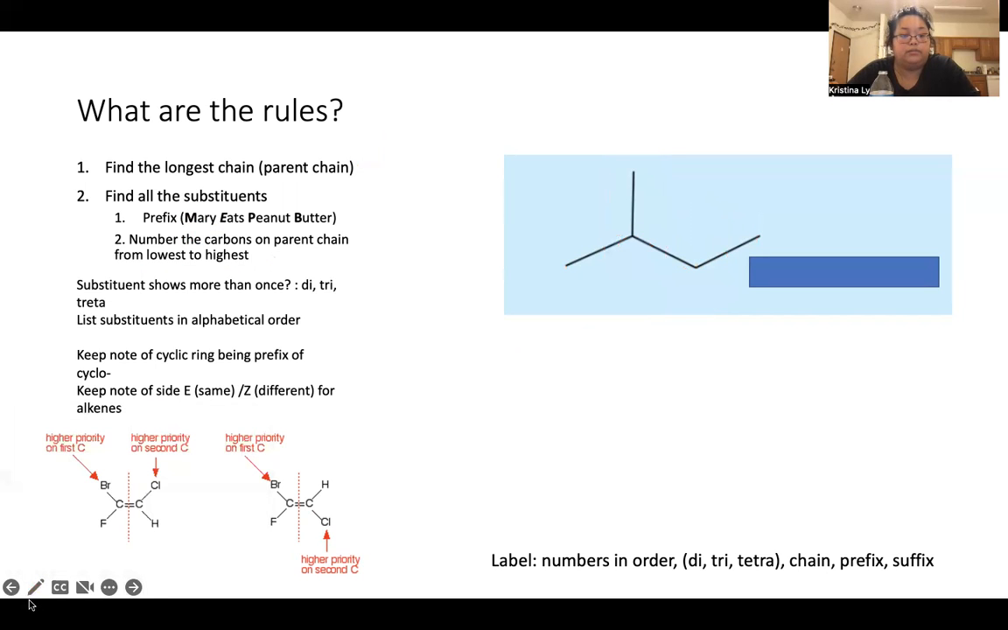I'm going to take this pen again. 1, 2, 3, 4. Circle this one because we have that. Do we have it more than once? No. If we did, we'd say it had an extra methyl, then you put di in front, but we only have one. So we found it.